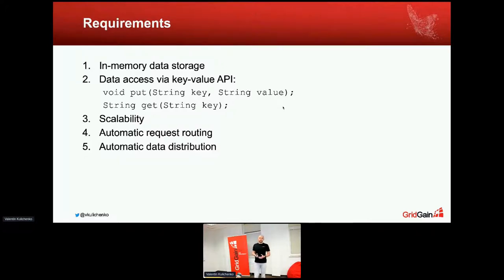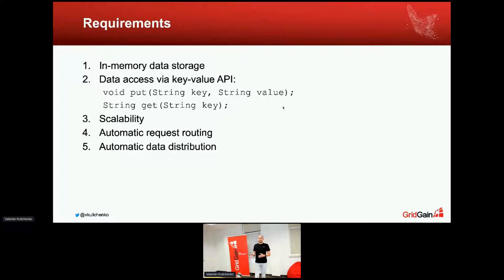First of all, we're going to have an in-memory data storage. Apache Ignite is an in-memory database, or at least it can be a pure in-memory database. It also provides persistence, but again, I'm doing certain things just to simplify. I don't want to go into all the complications of persistent storage, and I'm just going to focus on the in-memory data storage.